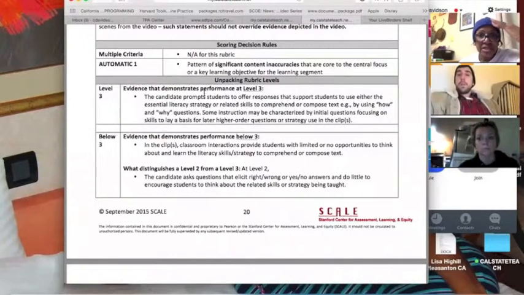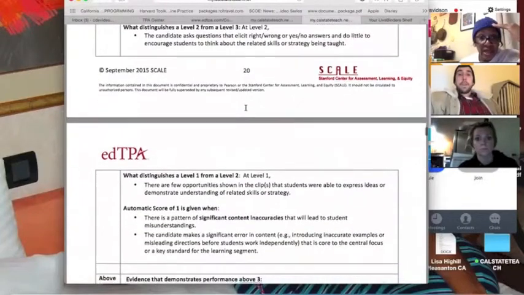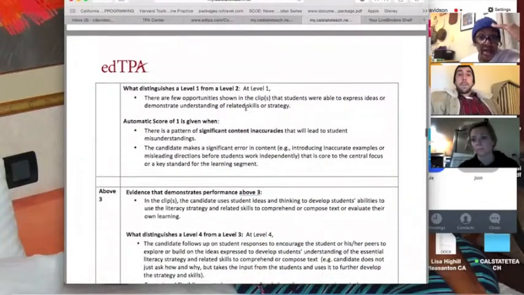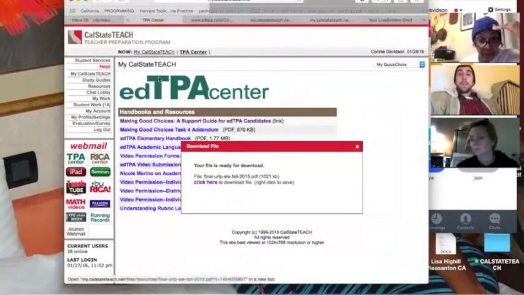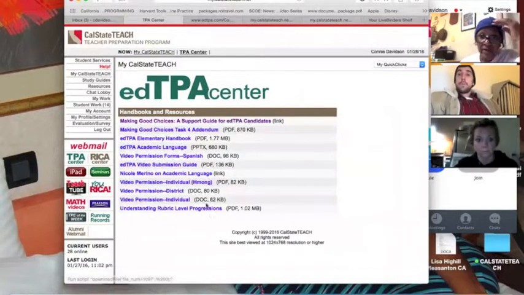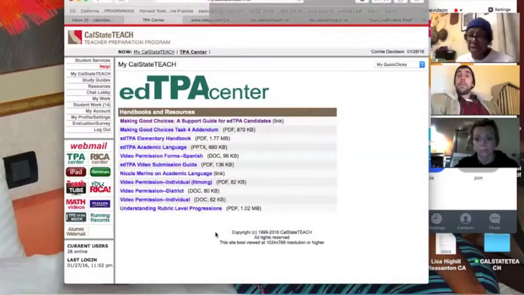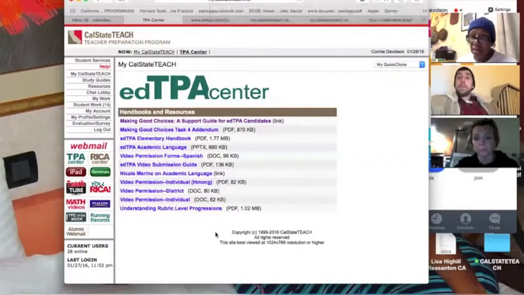Then the evidence that demonstrates performance at a level 3, they tell you exactly what it looks like. This is below a 3, and then it tells you what a 2 looks like, and then above a 3. This one is the last one. And this one is understanding rubric level of progression. So you want to understand that because that's how you're going to get evaluated.